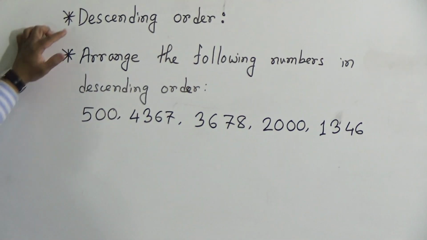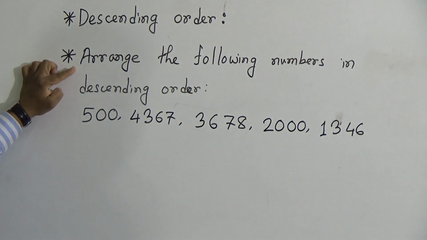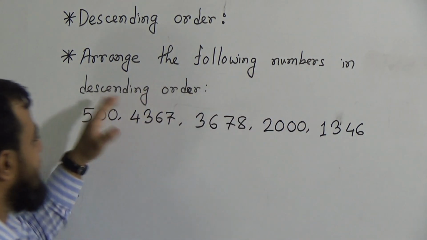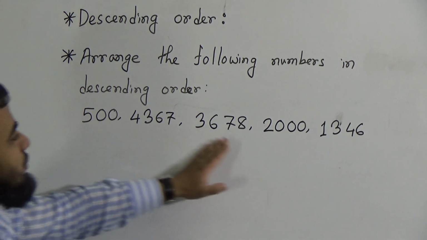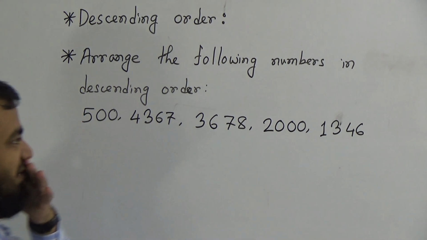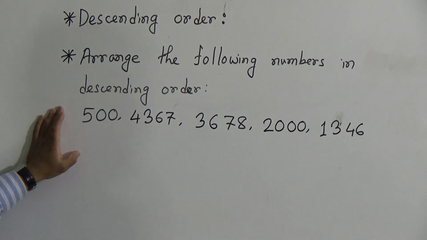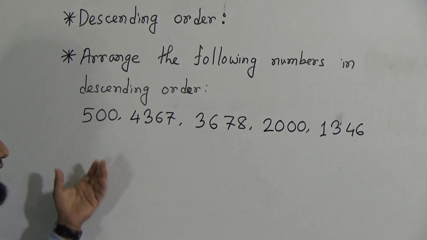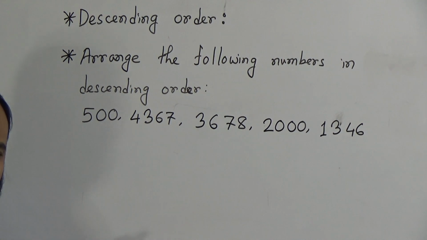The topic is descending order and the question is: arrange the following numbers in descending order. That means 5 numbers are given. We need to arrange these numbers in descending order. My dear students, descending order means we need to arrange these numbers from greater to smaller, from bigger to smaller.